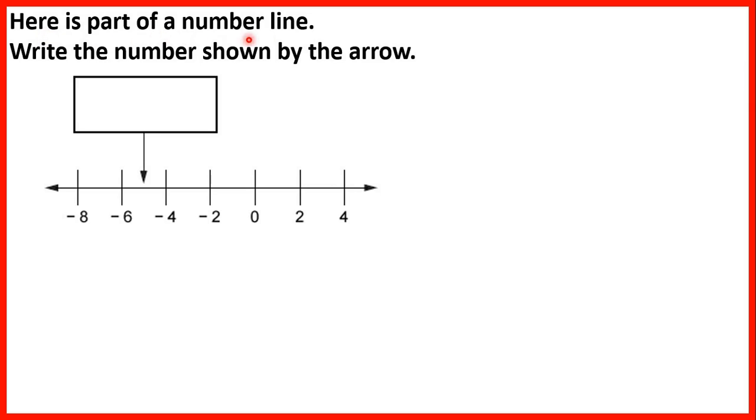Here is part of a number line. Write the number shown by the arrow. So the arrow is pointing right in the middle of -4 and -6, so that's -5.